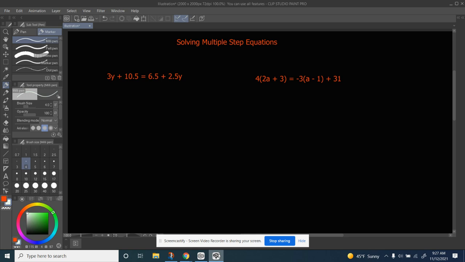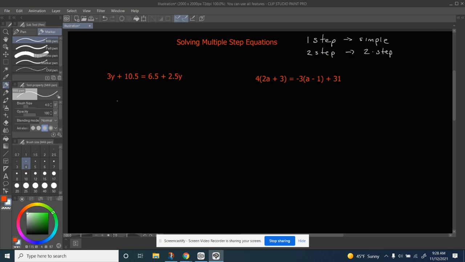So here we have a quick tutorial on solving multiple step equations. And just by definition, multiple step equations are just going to be any equation where we have more than two steps. So we typically call a one-step equation simple, and a two-step equation is just a two-step equation. And then anything over that is going to be considered a multiple step equation.